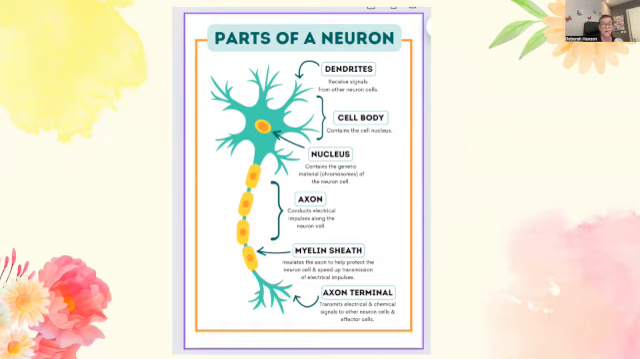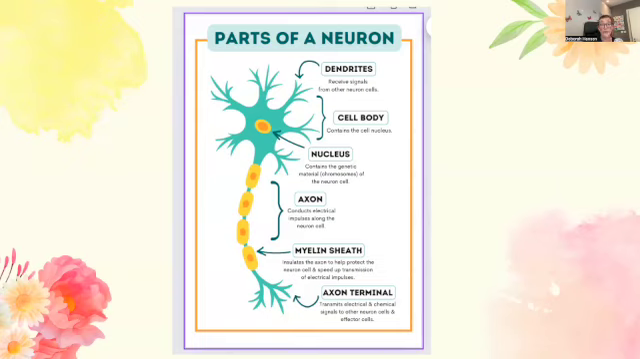Let's look at the axon. That's just here, and a little message here says conducts electrical impulses along the neural cells. What does that mean? The axon is a long fiber that carries electrical impulses away from the cell body to other neurons, muscles, or glands. Many axons are covered in a myelin sheath, which acts like insulation and speeds up the signal transmission.